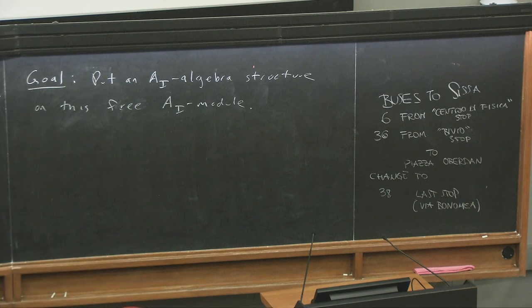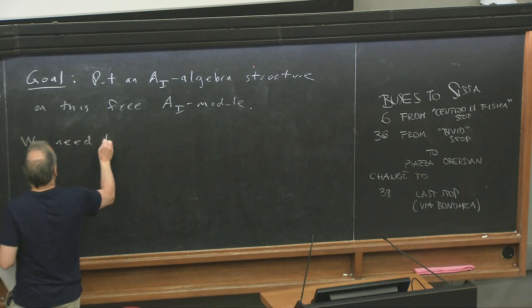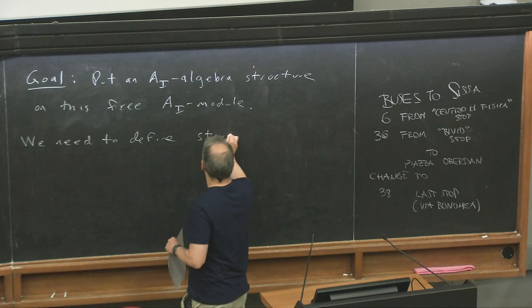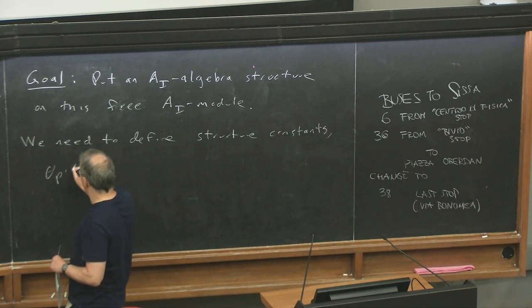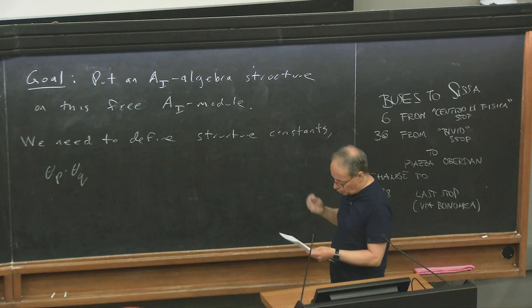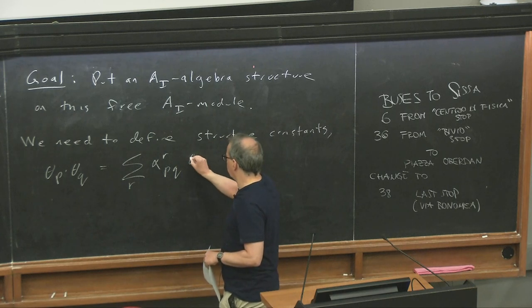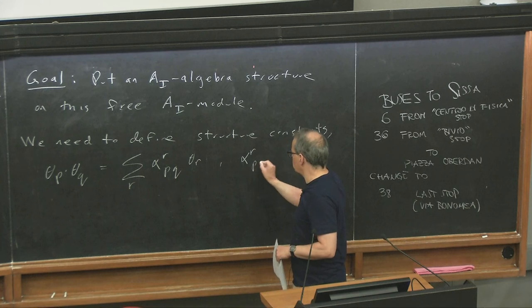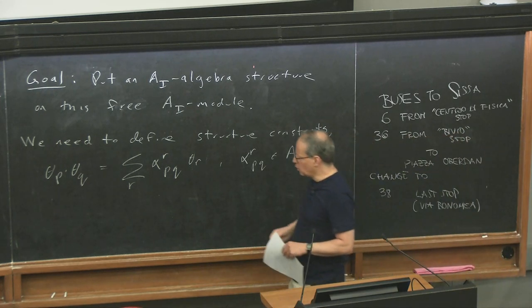This is perhaps analogous to when you define ordinary quantum cohomology. You just start with a vector space, namely the cohomology of X, and then you have to define a product which involves counting curves. The story is the same here. So we need to define structure constants. In other words, we need to know what happens when we multiply two of these theta functions, theta_p times theta_q. Well, that's going to be some sum of alpha^r_pq theta_r, with each of these structure constants living in the ground ring A_I. Okay, so that's what we need to do to define this.